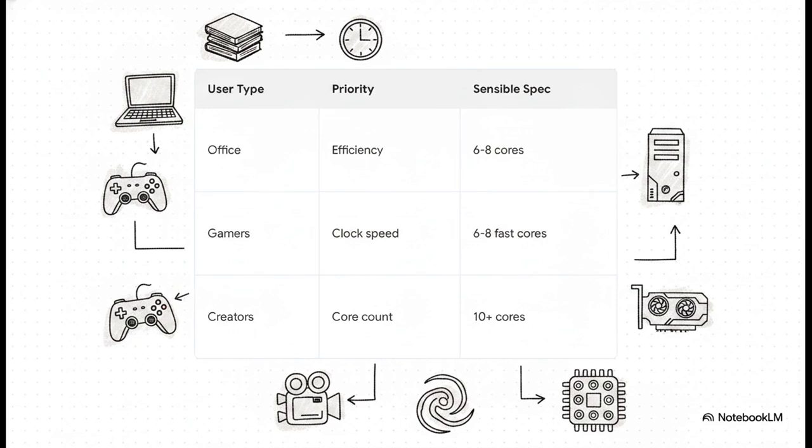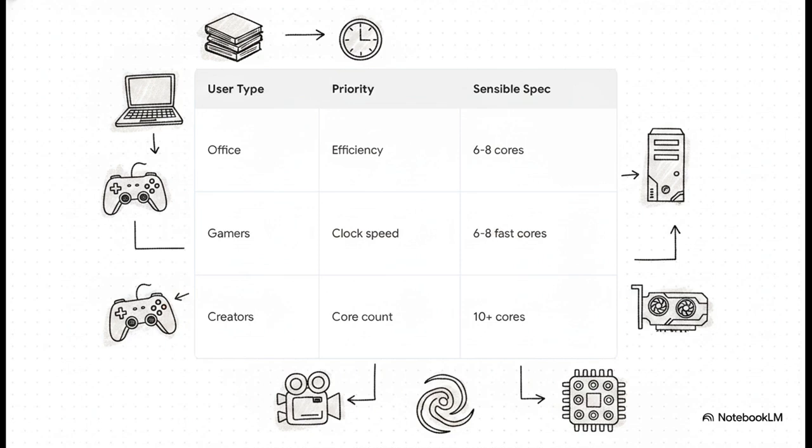Office workers and students, honestly, just focus on efficiency. A modern 6 to 8 core processor like a Core 5 or a Ryzen 5 is completely plenty. Gamers, you absolutely do not need a million cores. You need 6 to 8 really fast cores paired up with a great dedicated graphics card.